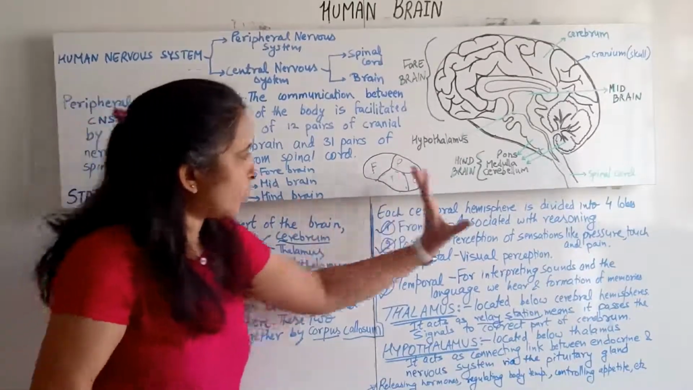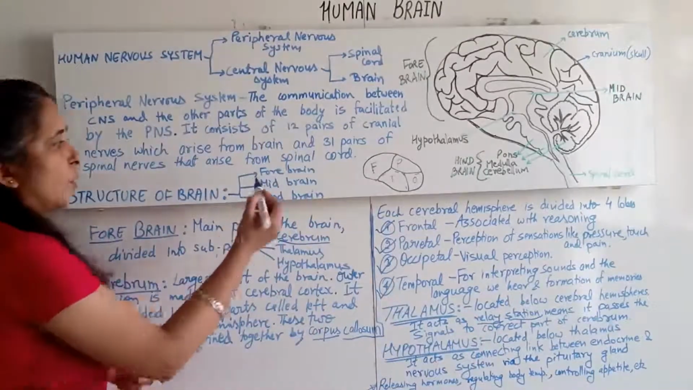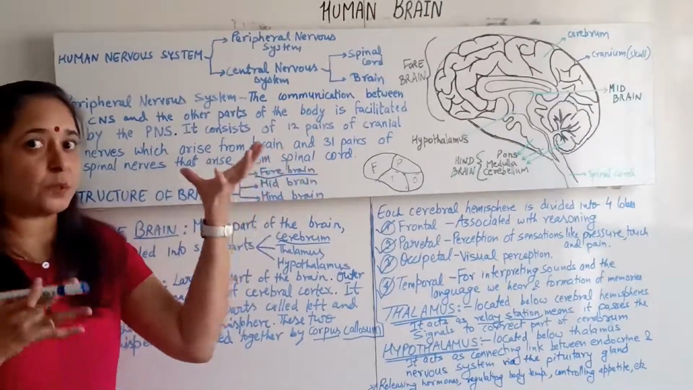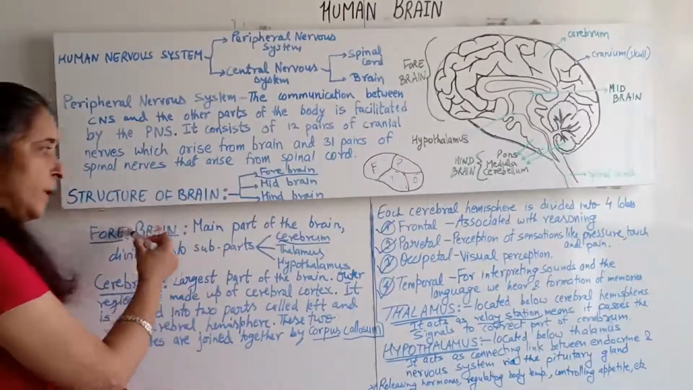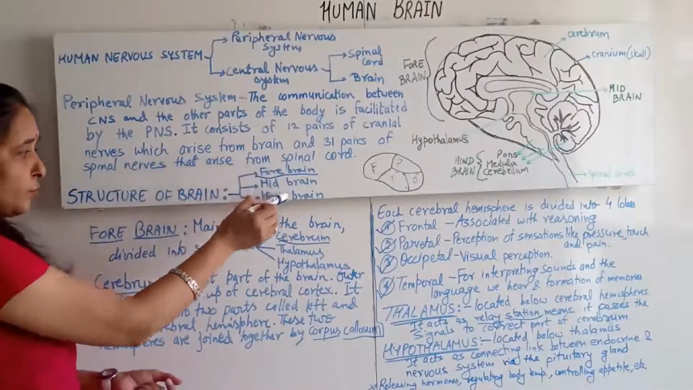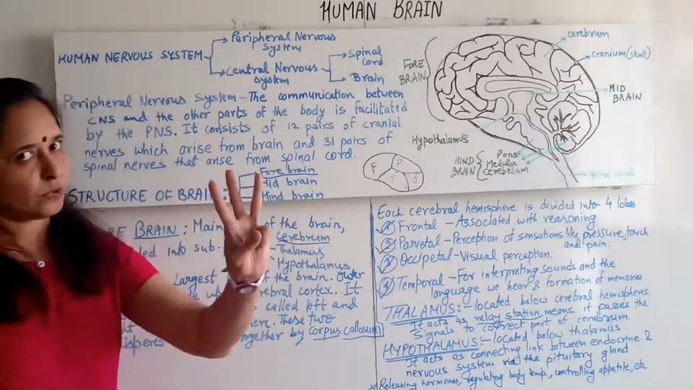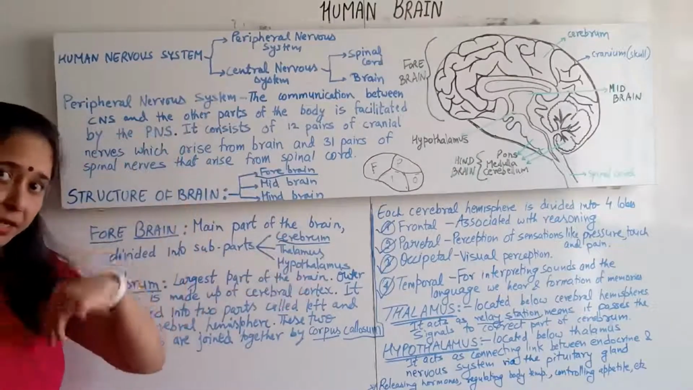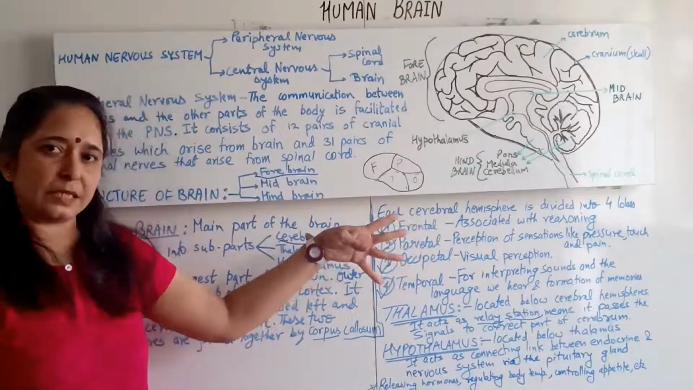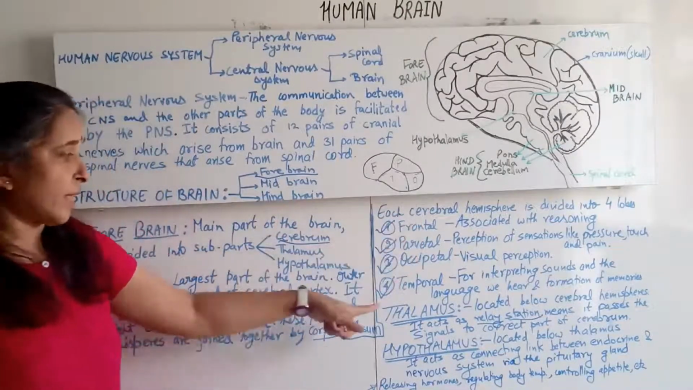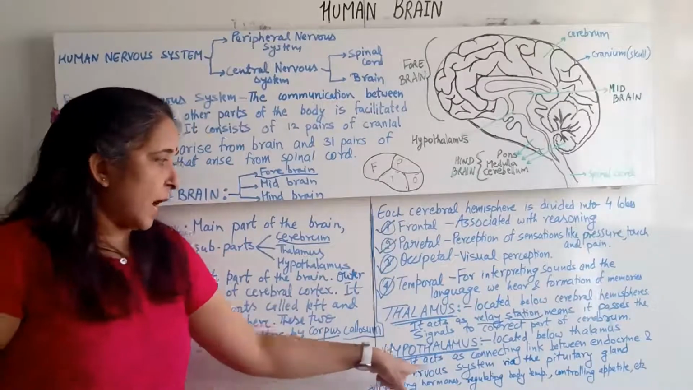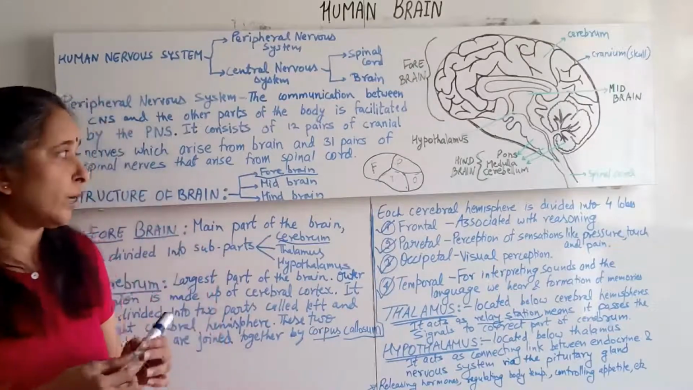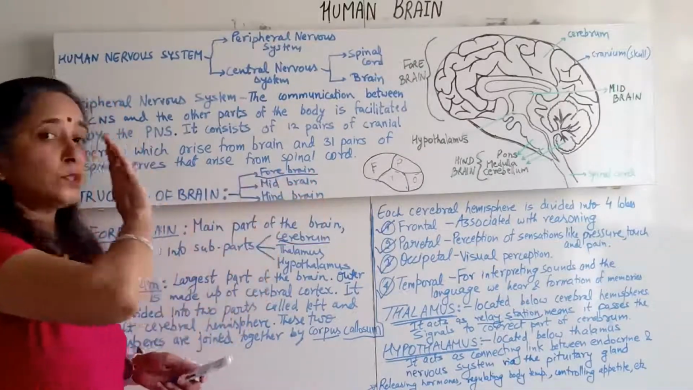So this is all about what we have studied just now. That is about the forebrain, the first and major part of the brain. The brain is divided into three. The forebrain is again divided into three subparts: cerebrum, thalamus and hypothalamus. Cerebrum is again divided into four lobes: frontal, parietal, occipital and temporal. Then thalamus is the connecting link, and the hypothalamus is the link between the nervous system and endocrine system. Okay, now the forebrain is over.